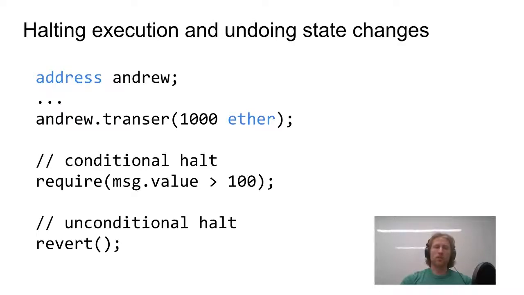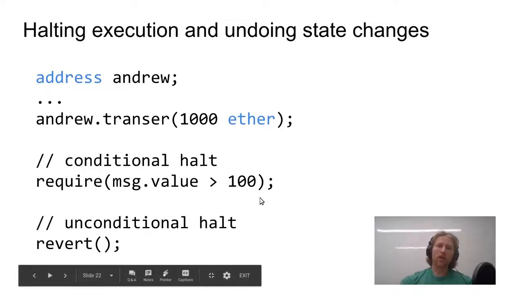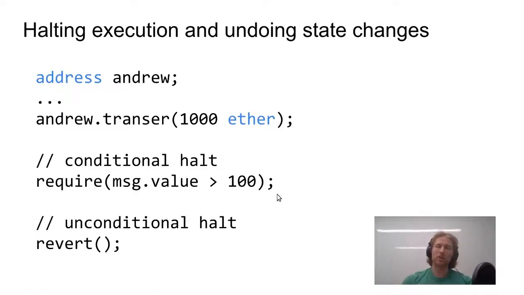There's a special function revert that halts execution and rolls back all state changes. Another syntax for that is require, which takes a condition and calls revert if that condition is not met. That's really just syntactic sugar for saying if this condition, then revert. But it's important to realize that with require or revert, not only is execution halted, but any changes to state that you've attempted to make up to that point will all be undone.